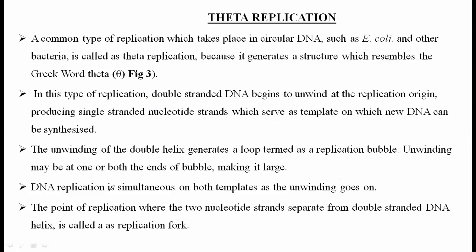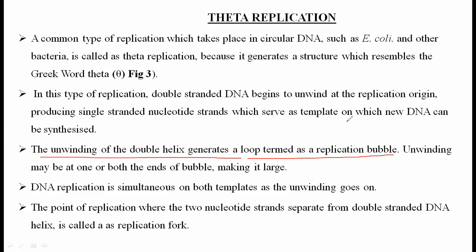Okay, and once both the strands start unwinding, they form a loop that is called a replication bubble. At the point of origin of replication, a bubble-like structure forms, which you will understand in the diagram. And when the bubble-like structure forms, unwinding proceeds, and the bubble becomes larger and larger.